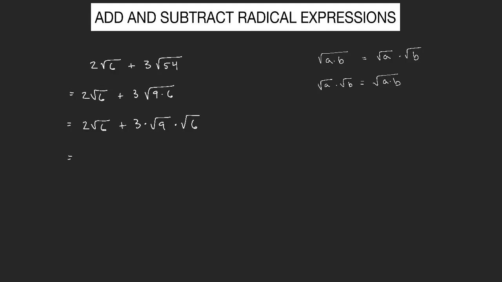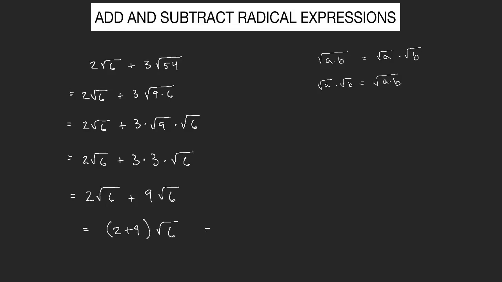So now we're going to say that this is 2 times root 6 plus 3 times root 9 is 3 times root 6. This equals 2 times root 6 plus 9 times root 6. So we're going to go ahead and say that this equals 2 plus 9 times root 6 equals 11 times root 6. There's our answer, 11 times root 6.